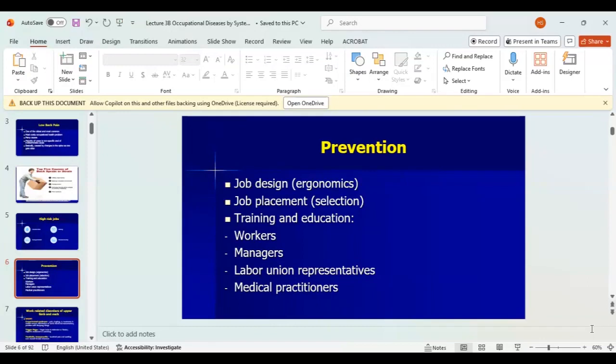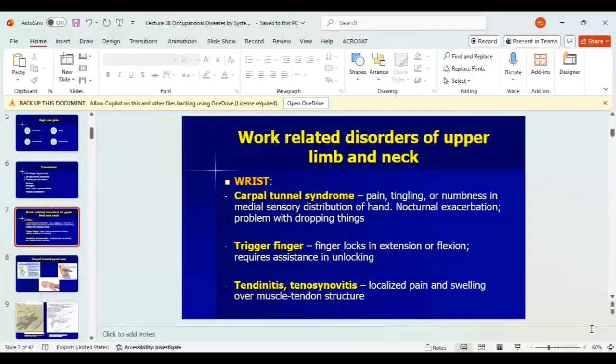And the training should not only be confined to workers, it should also include managers, labor union representatives, medical practitioners, and others. Some of the disorders of the upper limb and the neck, with the wrists, you can have what we call carpal tunnel syndrome.